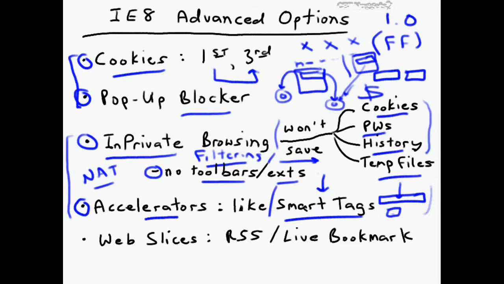Accelerators are like smart tags. They're ways that you can select text on a web page. Again, you get a little arrow pop-up, and it provides an extensible framework. For instance, you could highlight a word and use a Wikipedia accelerator to look up that selected word or phrase in Wiki.